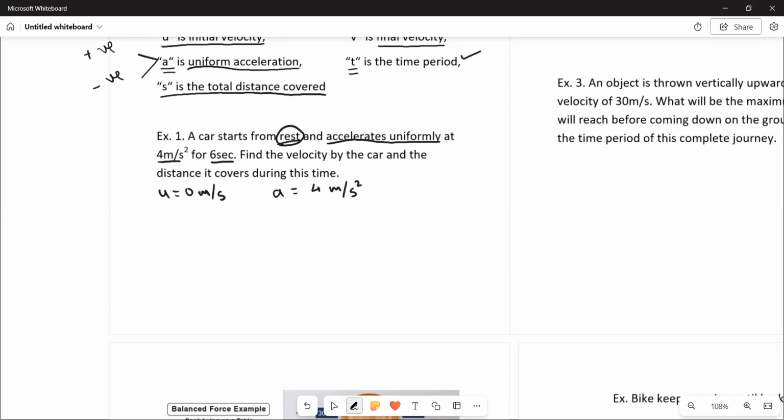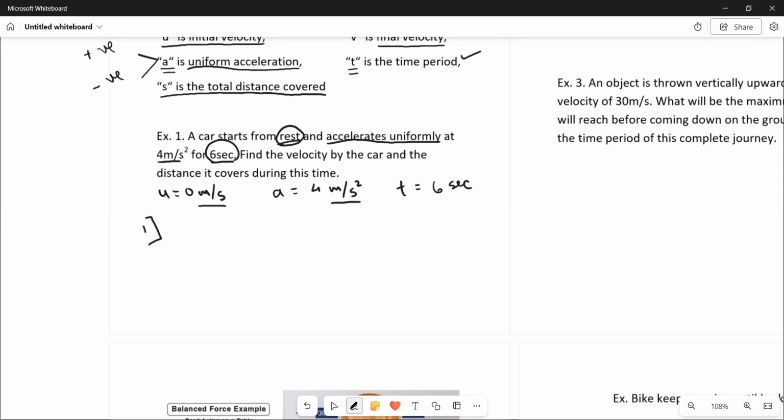It is equally important to write the units correctly. Our initial velocity is always in meters per second, our acceleration is always in meters per second square, and our time period t is given here as 6 seconds.